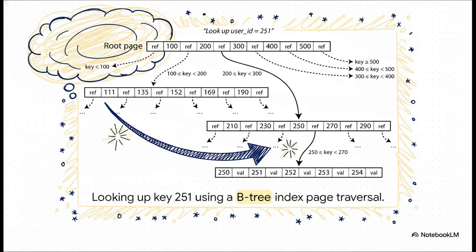This tree is meticulously balanced. That means every single leaf page is the exact same distance from the root. Because of this perfect balance, looking up any key, no matter where it is, requires a very predictable, very small number of jumps. This makes read times incredibly consistent.